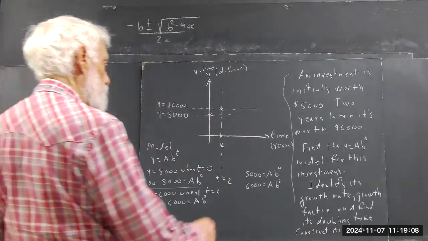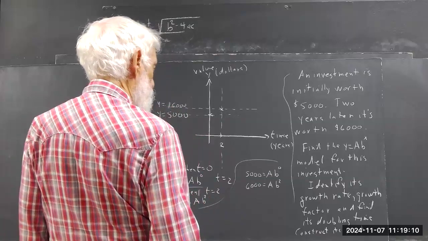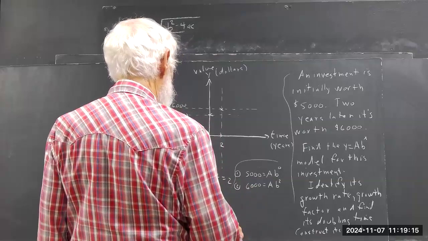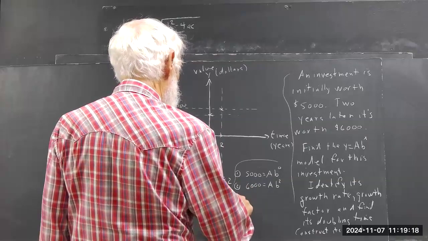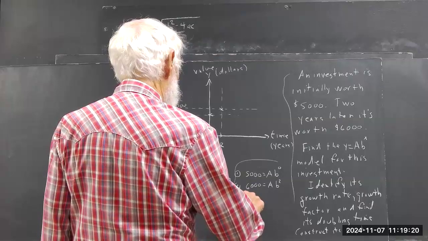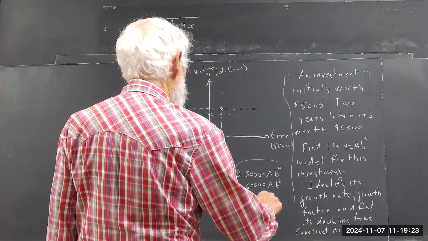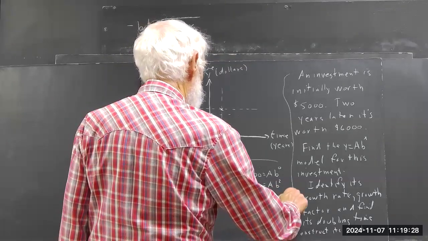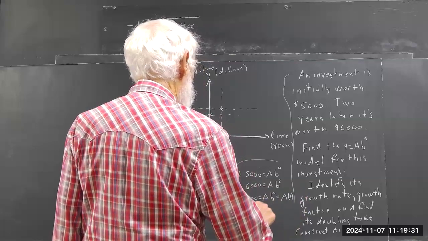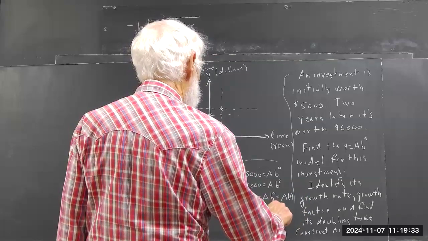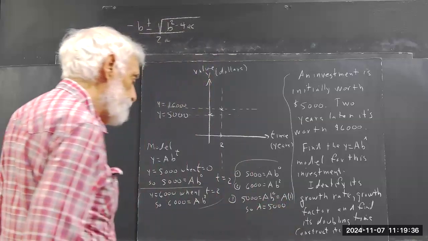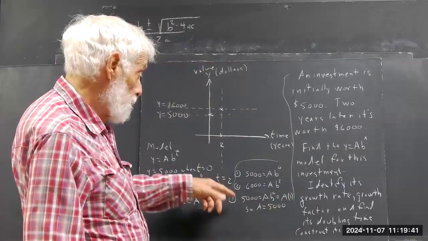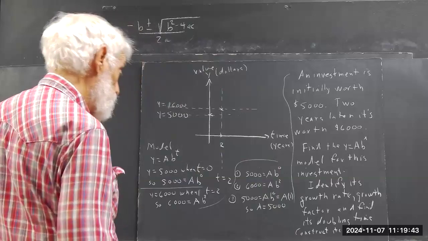Okay. We'll call this equation 1. Call this equation 2. Equation 1 is 5,000 equals A, B to the 0, which equals A times 1. So A equals 5,000. And it doesn't even involve the value of B. So from the first equation, we already know A equals 5,000.